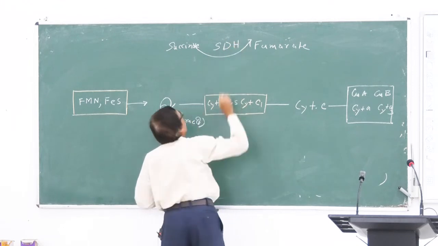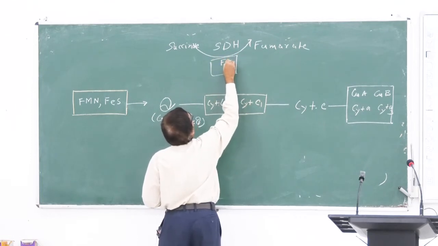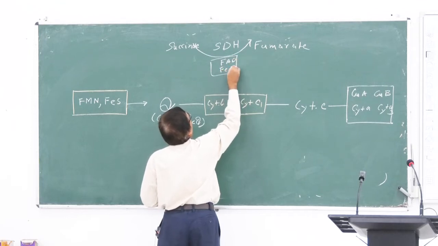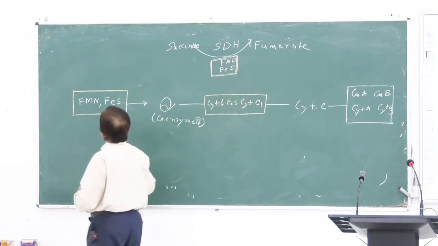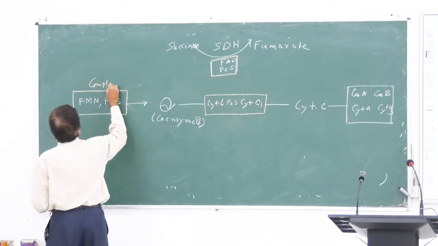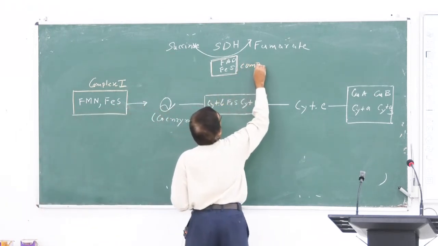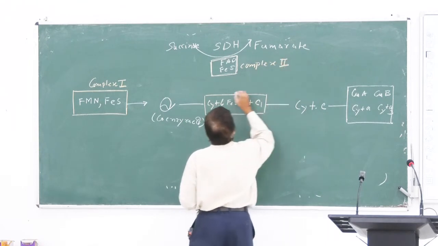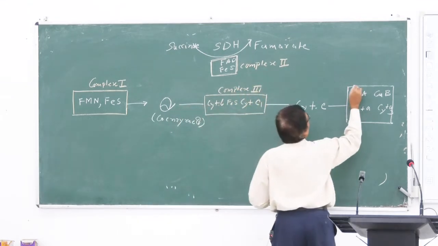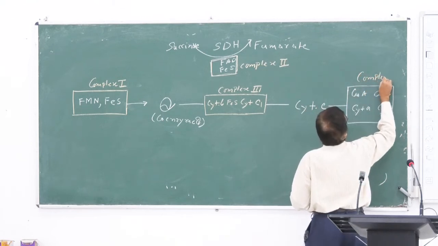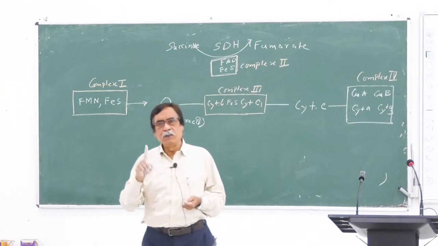Succinate dehydrogenase, which is complex 2. Here there will be FAD and iron sulfur proteins. This is complex 1, this is complex 2, this is complex 3, this is complex 4. One, two, three will be in Roman numerals.